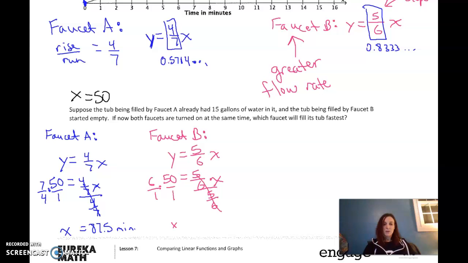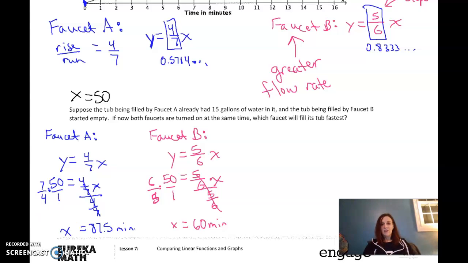And I'm going to switch my x's around again. And x equals, if you go, well, 6 times 50. I messed up. Sorry. You probably were like, Mrs. Messing, you're supposed to put a 5 on the bottom. You're right. 6 times 50 is 300. 300 divided by 5 is 60 minutes. I knew 300 minutes didn't make sense. Okay, so we have 60 minutes. So it'll take 60 minutes to fill the 50-gallon tank.